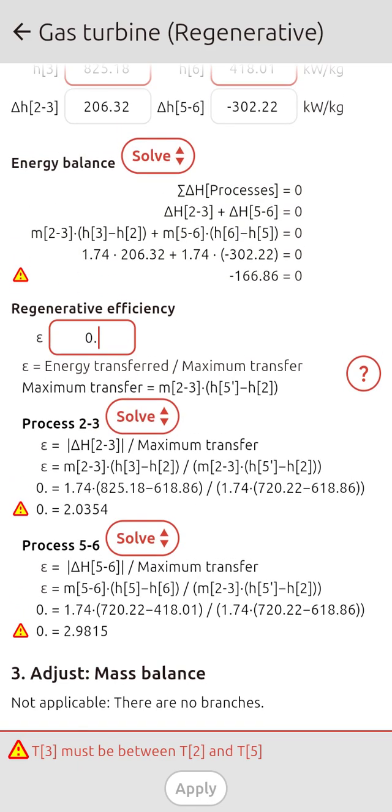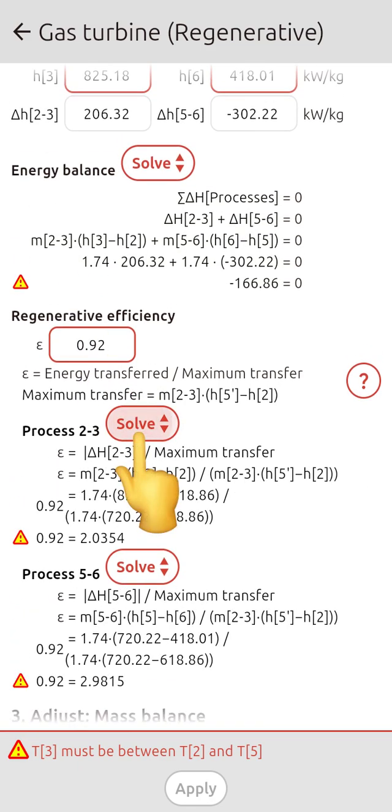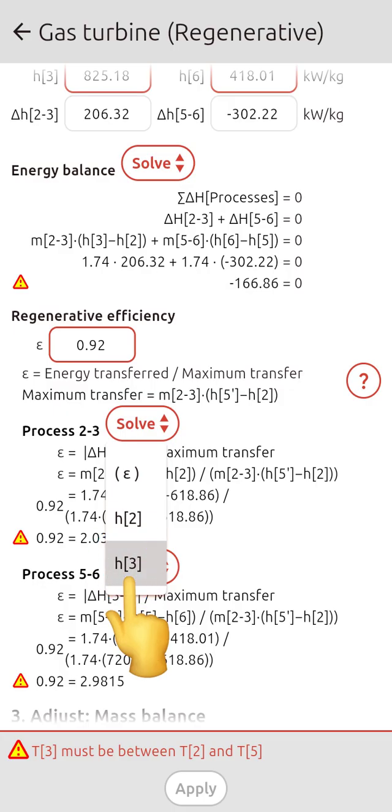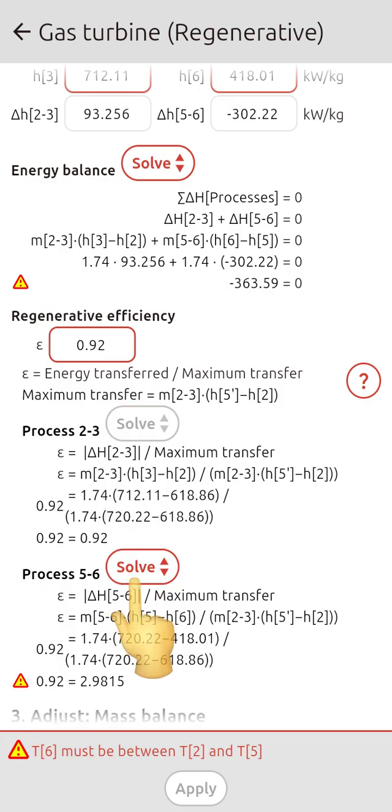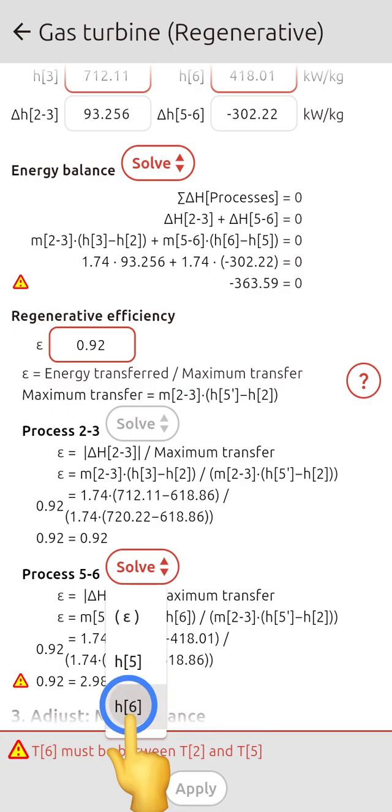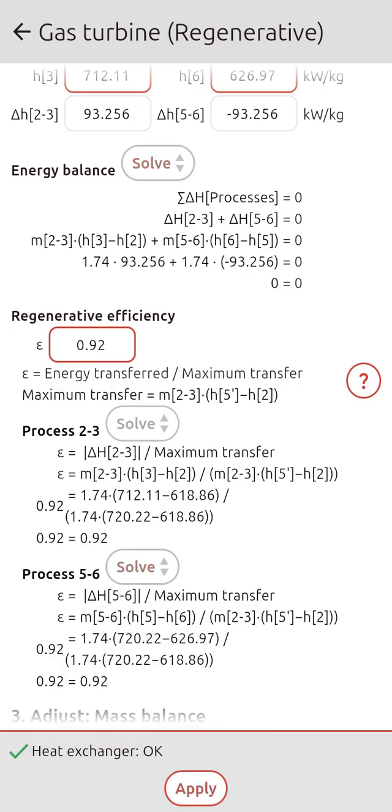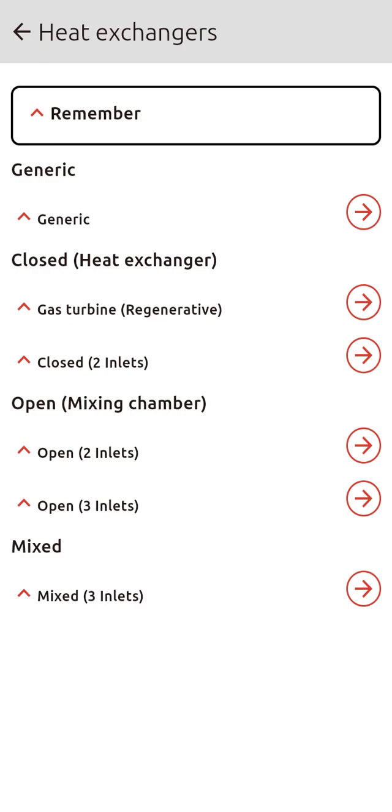We calculate the enthalpy of outlet state 3 using the efficiency equation for process 2-3. We calculate the enthalpy of outlet state 6 using the efficiency equation for process 5-6. We see that the energy balance equation is now satisfied with the new outlet values, and we click Apply.